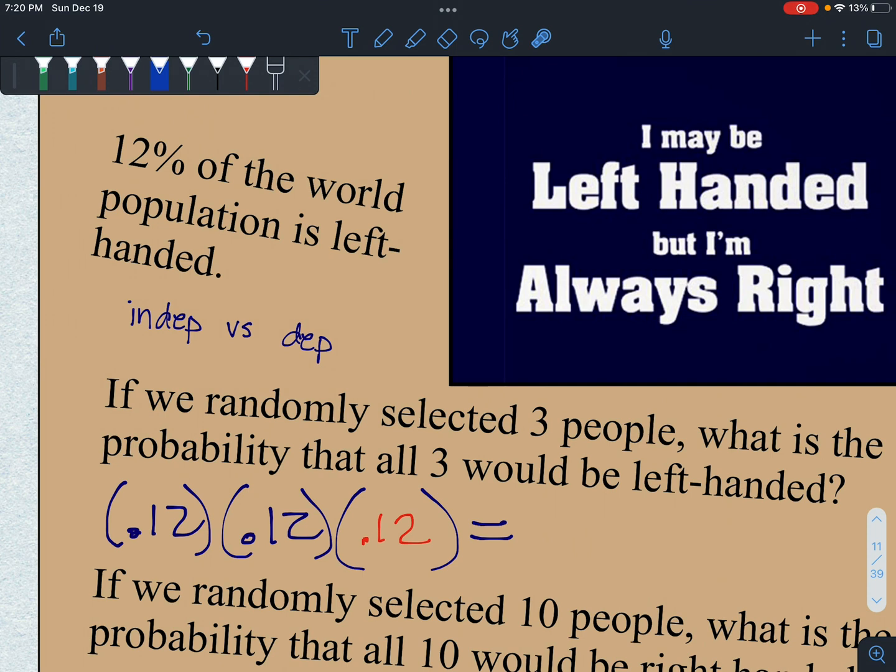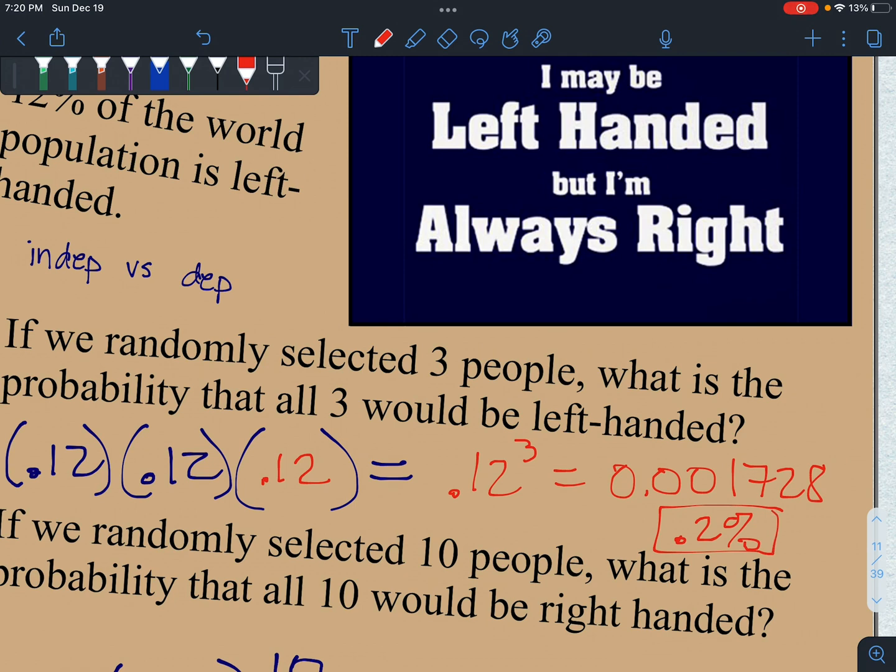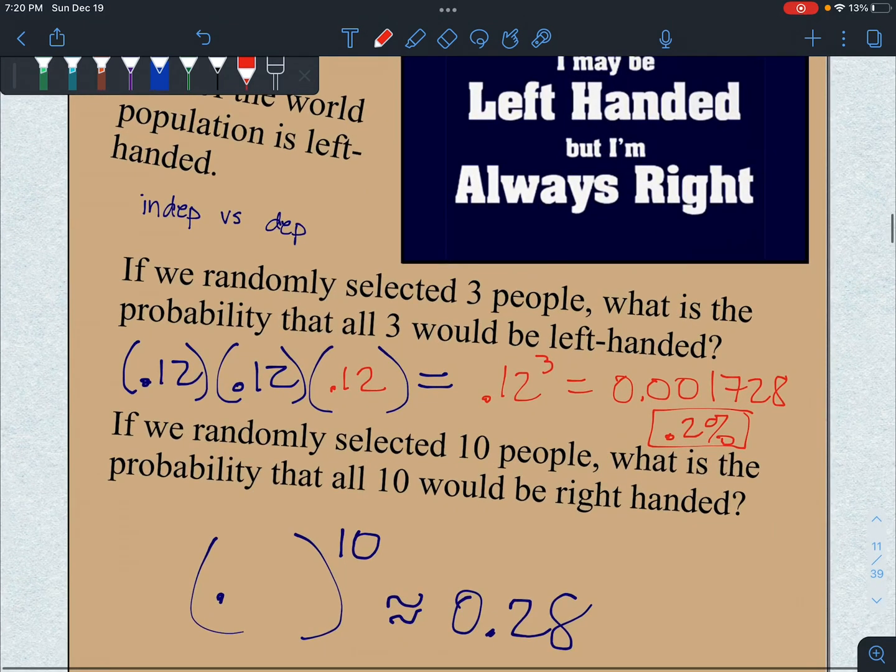So if I take 0.12 to the third power, which is kind of my shortcut, correct? I better do this with a pen, not my disappearing pen. I get 0.001728. So less than 0.1%, right? So 0.2%. Wow, not good chances.